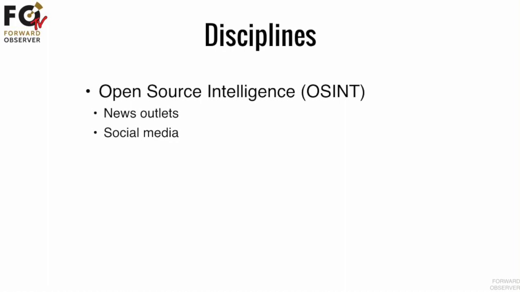Open source intelligence, or OSINT, is the first discipline. If you don't already, start buying your local newspaper or your county or regional paper. Our local newspaper comes out once a week, and it is a goldmine of information.